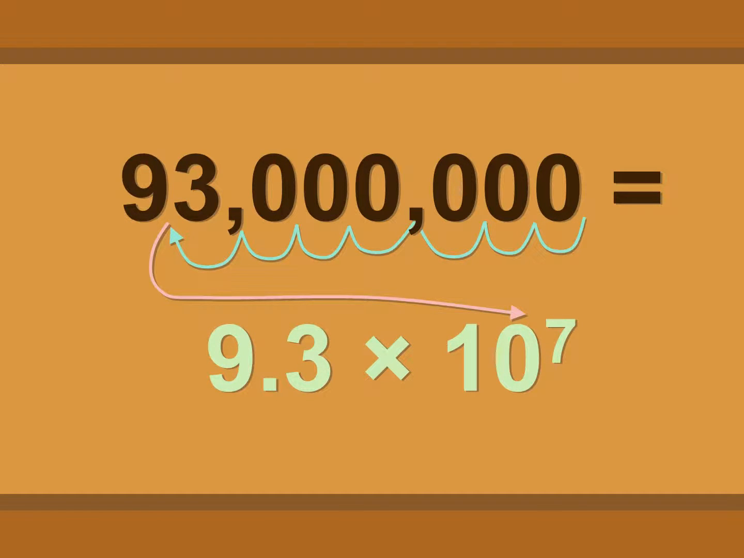So the number of places that we have to move the decimal is what's going to become our power of 10. So we have 9.3 times 10 to the 7th. And the reason that is going to be positive 7 is because if we were to reverse this and actually do 9.3 times 10 to the 7th, we would want this number to get bigger. So that means that this exponent needs to be positive.